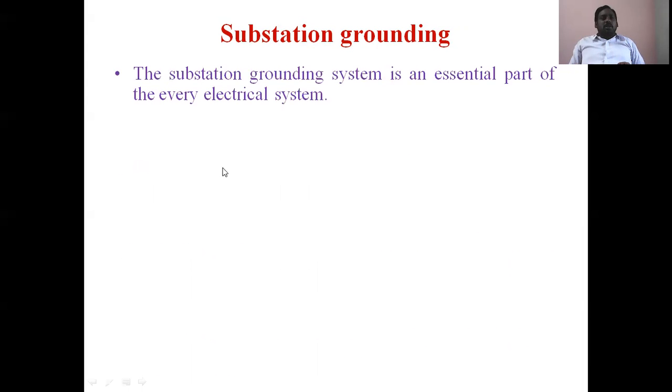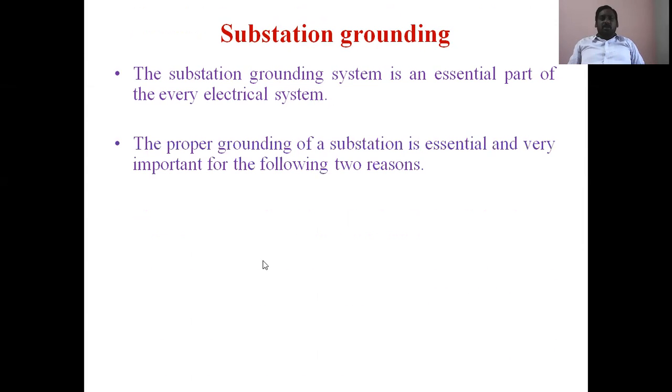The next concept is substation grounding. What is meant by substation grounding? What is meant by grounding or earthing? Simply, grounding is an arrangement to provide a path for excessive current in the system. That path is into the ground through the neutral wire. So the substation grounding system is an essential part of every electrical system. Proper grounding of a substation is essential and very important for the following two reasons.